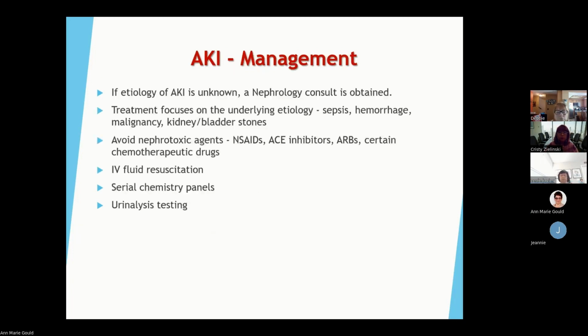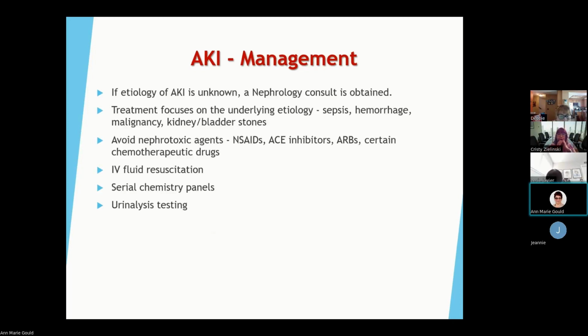If the etiology of AKI is unknown, a nephrology consult is obtained. Treatment focuses, of course, on the underlying etiology. Did they come in with sepsis? Is it hemorrhage, malignancy, kidney or bladder stones? And of course, what are they going to do? Avoid nephrotoxic agents. You always see that documented by the nephrologist. Even the cardiologist will document that too. Avoid nephrotoxic agents. IV fluid resuscitation.